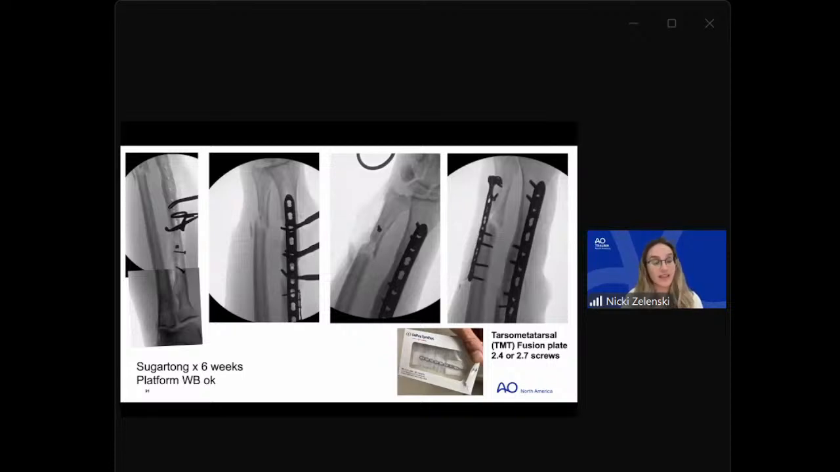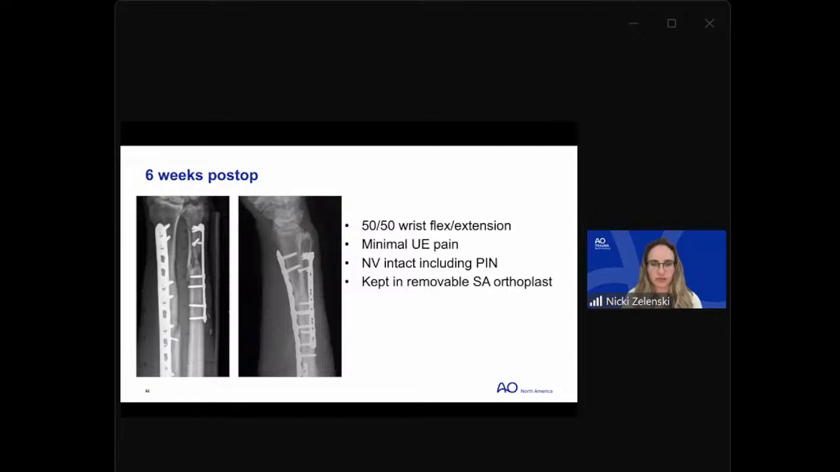I did protect him in a sugar tong. So usually my both bones, I don't immobilize, but he went in a sugar tong for 6 weeks. I did allow him to platform weight bear as well because he had some lower extremity fractures. He came back at 6 weeks. He had minimal pain. He had good wrist flexion extension. He was neurovascularly intact. That plate I did through a volar approach. It goes very proximal. So the PIN was something I was very much being mindful of. But I slowed this guy down. I tried to put him in a cast, but he did not want that. So we put him in a removable orthoplast.